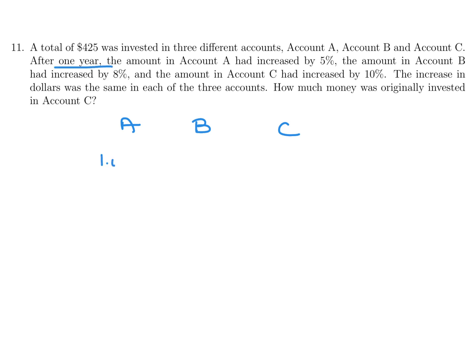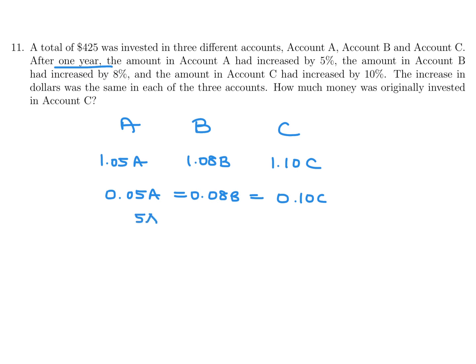We have 1.05A, 1.08B, and 1.10C. That's basically the math. But they also tell me that the amounts it increased by are all equal in terms of dollar value. The percentages are obviously different, but if you figure out the actual dollar value, they'd be equal. So if I multiply through by 100 to make this math easy, it'd be 5a is equal to 8b is equal to 10c. And we also know that the original value was 425, so that means a plus b plus c is 425.